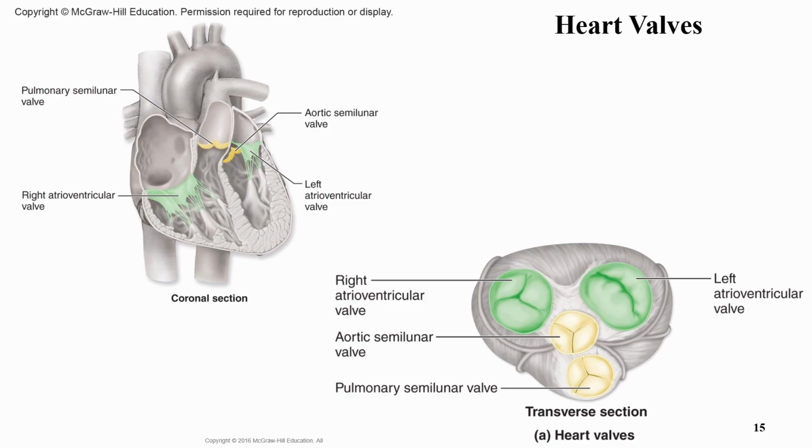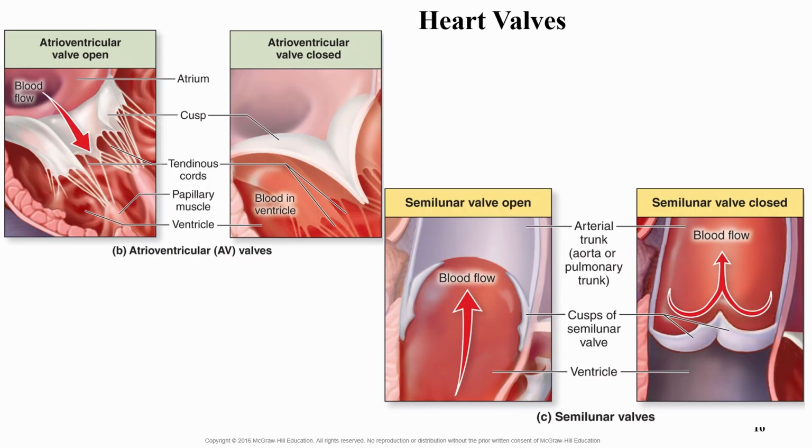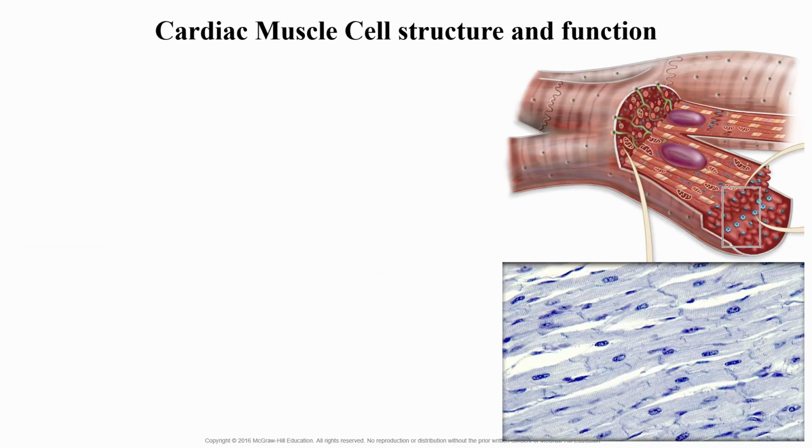And so here are my valves again. This is the right AV valve, it's tricuspid, and this is my bicuspid left AV valve. And then you have the semilunar valves. One goes into the aorta, and the other one goes into the pulmonary artery. Why are these valves important? They're crucial for preventing blood eversion, that is blood flowing back into the atrium, which would not be good.